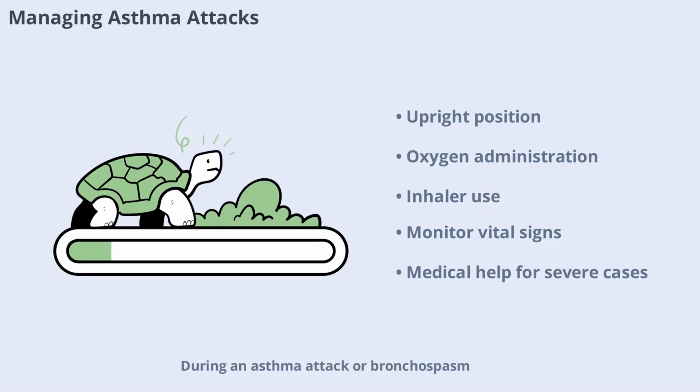During an asthma attack or bronchospasm, the patient should be seated upright and oxygen administered via mask or nasal cannula. The patient is instructed to take puffs from their own inhaler or a salbutamol inhaler from the emergency kit, repeating every minute for up to 5 minutes or until symptoms improve. Inhaled medication is as effective as intravenous medication.